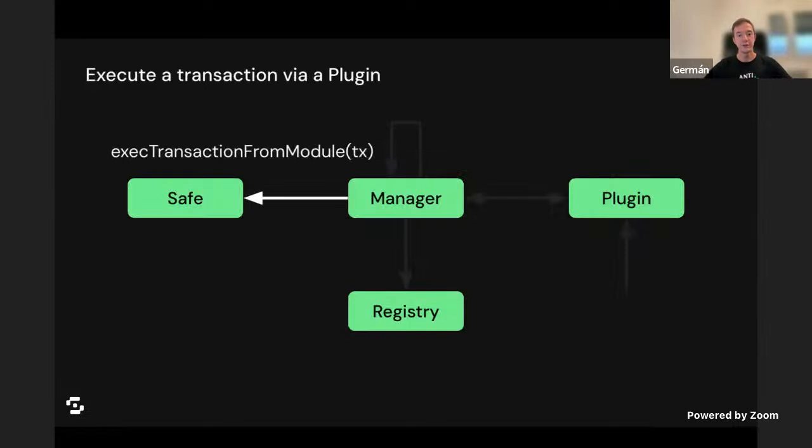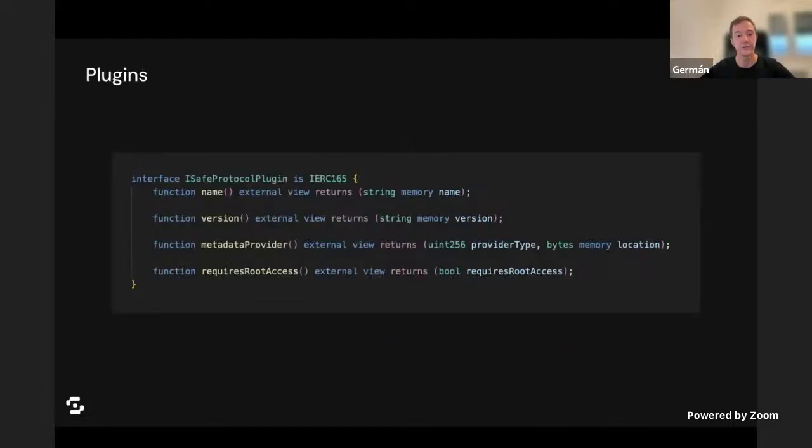So basically, for all these four components, there are interfaces that anybody can implement and deploy its own manager, its own registry. Today, we are going to see our own plugin. So the interface for a plugin is simple, it's small. It has 4 functions that we need to implement: name, version, metadata provider, and requires root access.